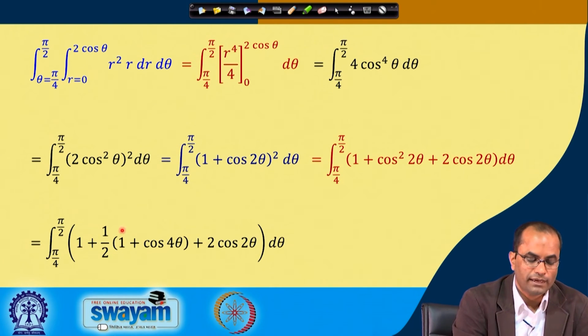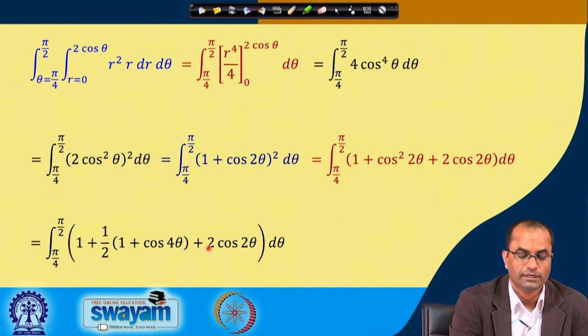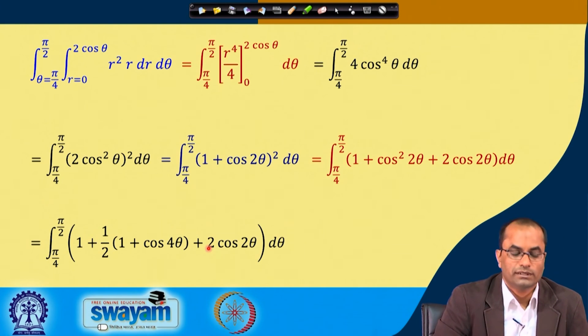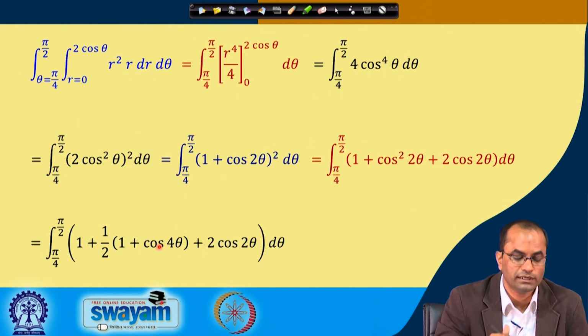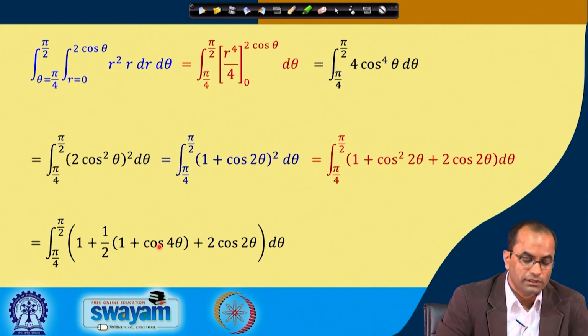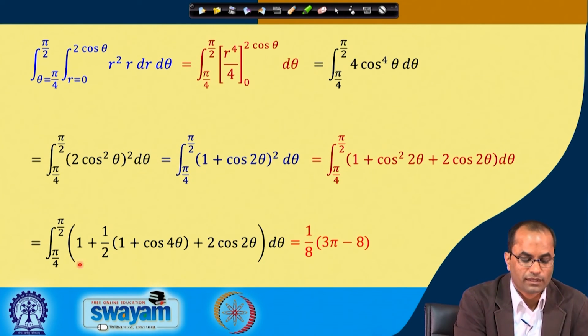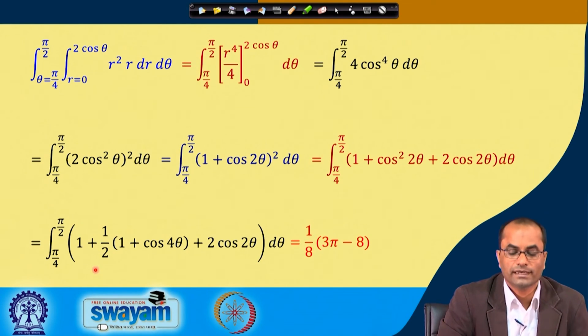So, 1 and this 3 by 2 will be the constant term, then we have the cos 4 theta, and then cos 2 theta which will come as sin 2 theta, and cos 4 theta also as sin 4 theta, and then we need to put the limits there. Finally, with this simplification we will get 1 by 8 times 3 pi minus 8.